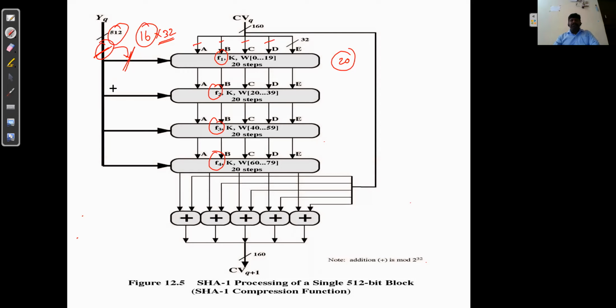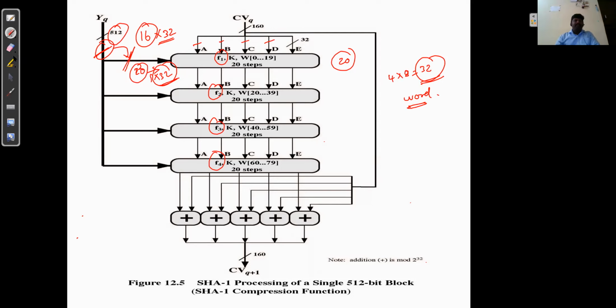Correct? So we need to manipulate some additional words or additional bits so that we get 20 words, where you'll be passing one word, or 1 into 32 bit. This 32 bit can be called one word. I repeat, 4 into 8 bits, which is 32. This 32-bit value can be called a word.